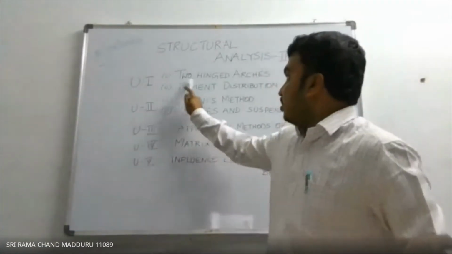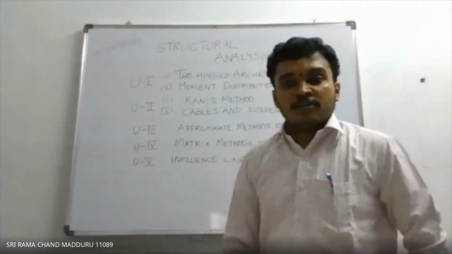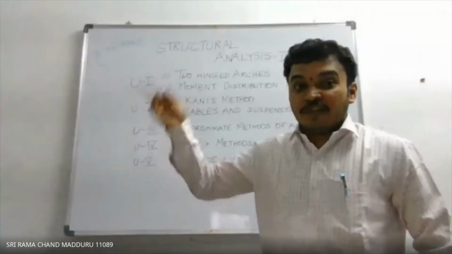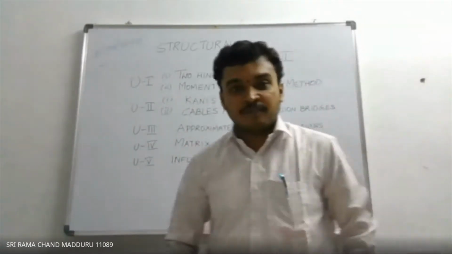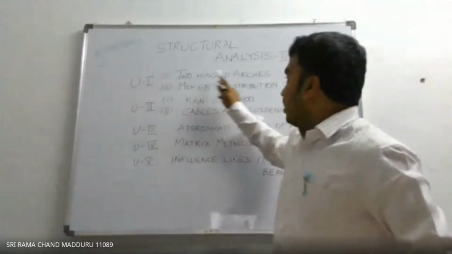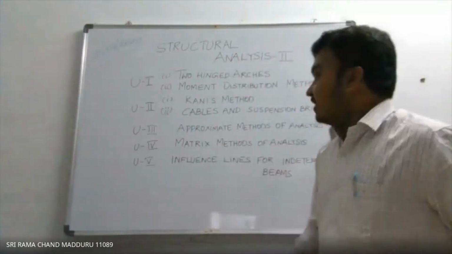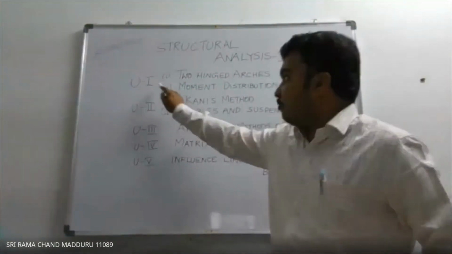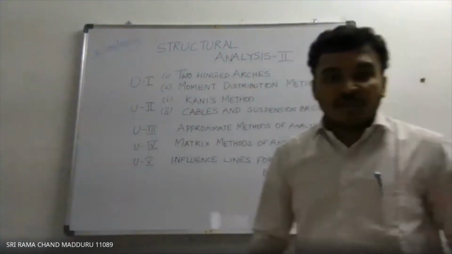In the first unit, we will see two-hinged arches. So first unit is two-hinged arches. If you remember, in the third unit, we have seen three-hinged arches, the topic we have studied. Now coming to here, what is meant by two-hinged arches? And in the same unit, we will also study about moment distribution method.